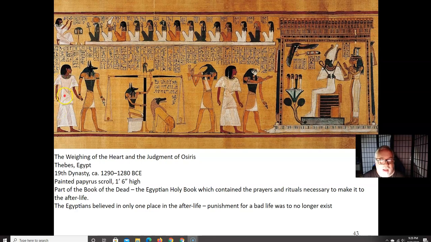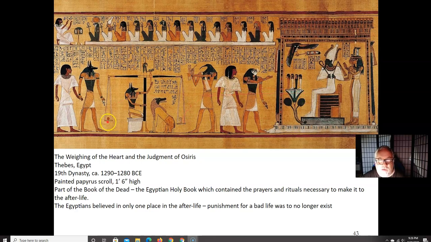So here's the dead guy. Anubis is the god of the dead with the symbol of eternal life in his hand. He's bringing him to find out if he lived a good life. So how did you know? You took your heart, you put it on a scale. On the other end of the scale, you put a feather. If the feather weighed more or the same as your heart, you lived a good life, which is what's happening here. The feather's heavier, and you get to go to heaven.